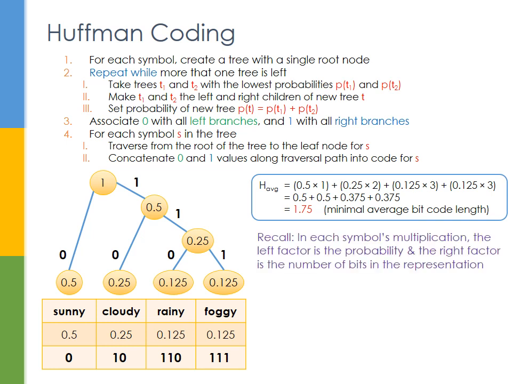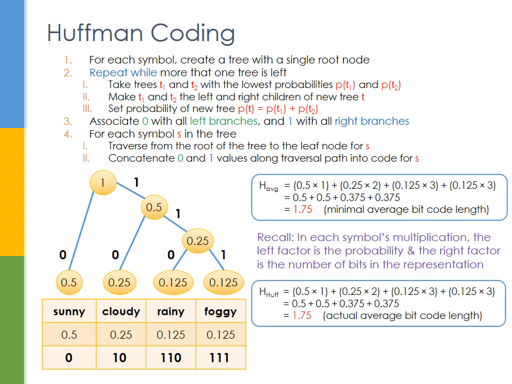Now notice that each symbol has a multiplication associated with it. And in each of these multiplications, the left factor is the probability associated with that symbol, whereas the right factor is the number of bits that, hypothetically, in an optimal situation would be associated with that particular symbol. So we can use that same principle to calculate what the actual average bit code length is for the encoding that we've generated, which we do over here.